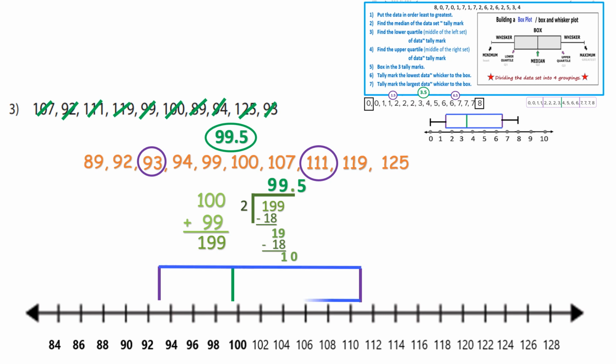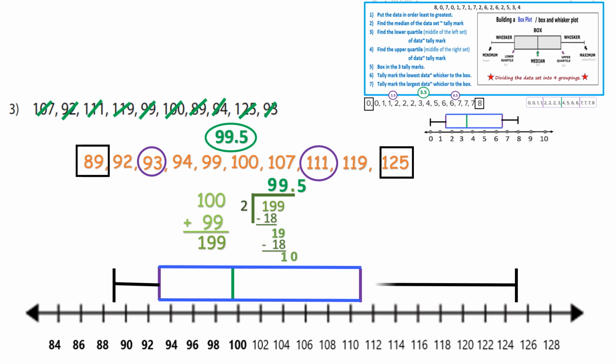Step 5, I have my 3 tally marks, I'm going to box it in. Then I end with my whiskers. My lowest number in the data set is 89. So I go where the 89 would be and make a tally mark and then connect it to the box. And then my highest number is 125. I go down to where the 125 would be and make my tally mark, and then I connect it to the box. So now I have my box plot for all of that data, showing the 4 different groupings and where the data would be.